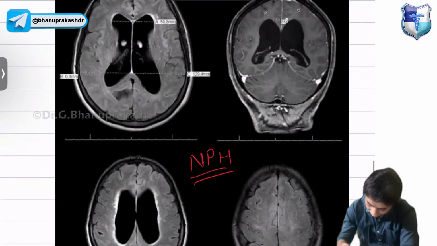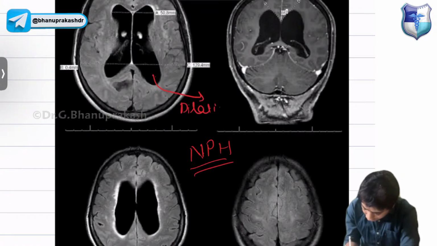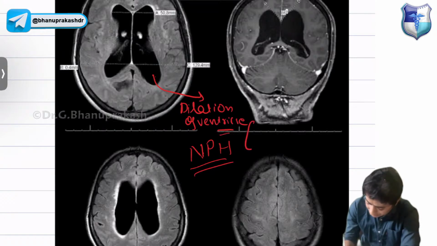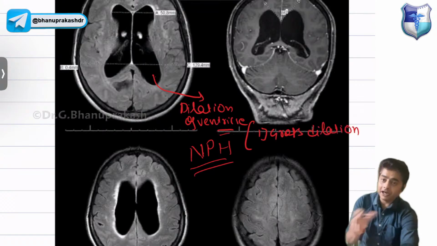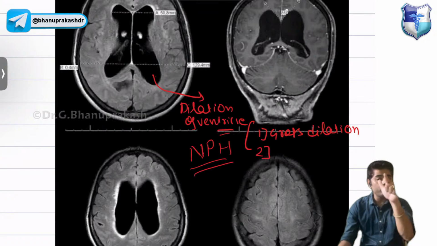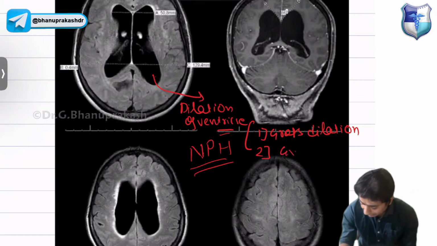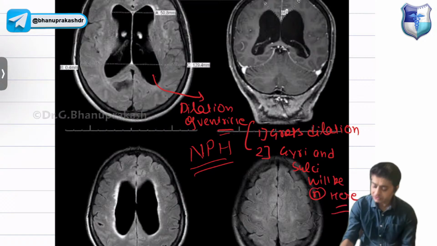Now see, in NPH there is dilatation of ventricle first. But the first thing is that there is a gross dilatation compared to Alzheimer's disease. In Alzheimer's, there is dilatation, but not gross. Second, the most important crux finding in Alzheimer's disease is loss of gyri and widening of sulci. Can you see this in NPH? No. Your gyri and sulci will be normal here. Okay?